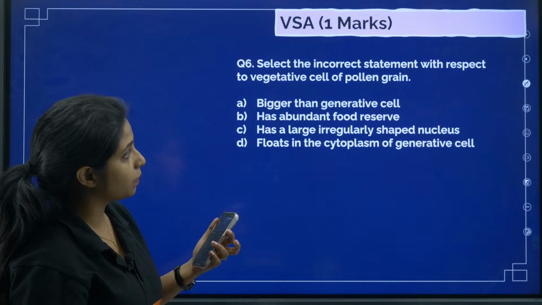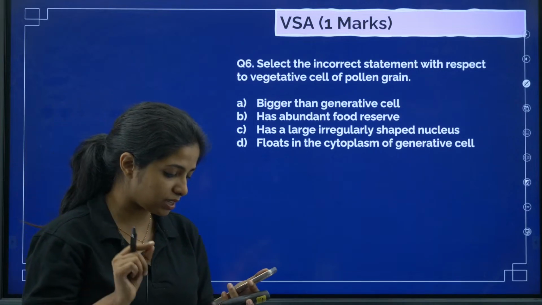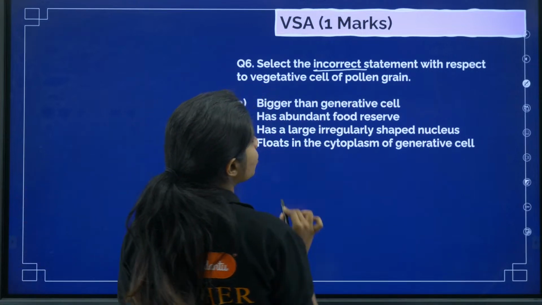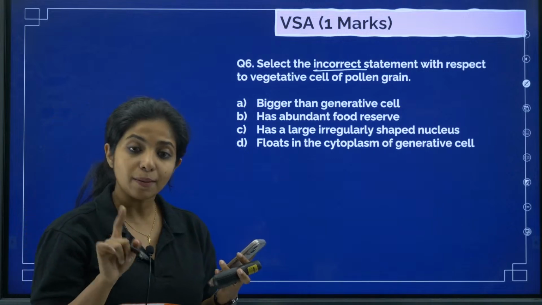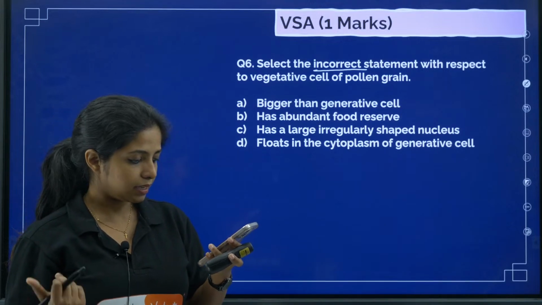Select the incorrect statement with respect to the vegetative cell of pollen grain. My dear children, whenever this type of question comes, what you have to do is underline what you are going to search. Sometimes we search for the correct things and everything comes out to be correct.